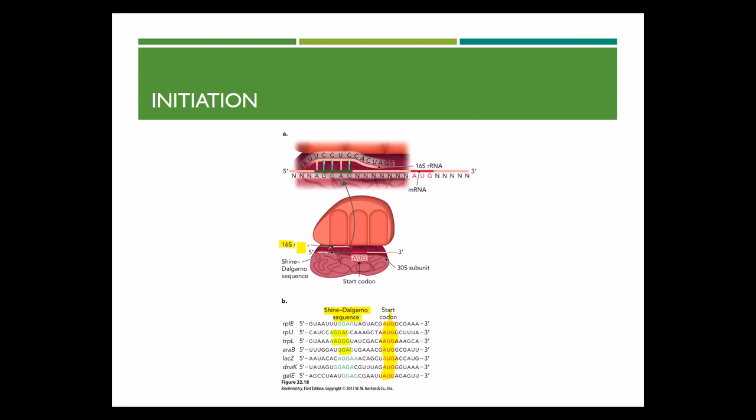Looking at the image, here's our 16S rRNA, and that is going to do the base pairing with the Shine-Dalgarno sequence, and that positions everything in the proper orientation to begin initiation. And notice that our start codon is positioned in the middle chamber, which is our P site.